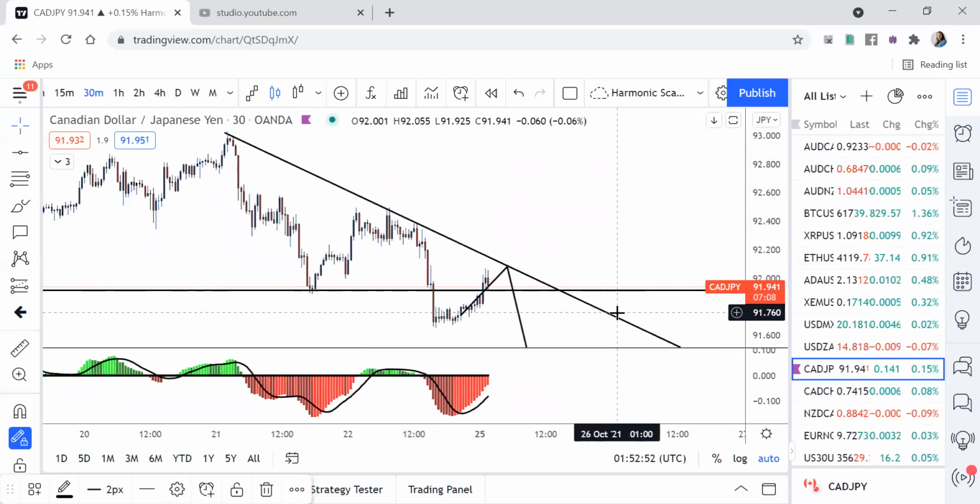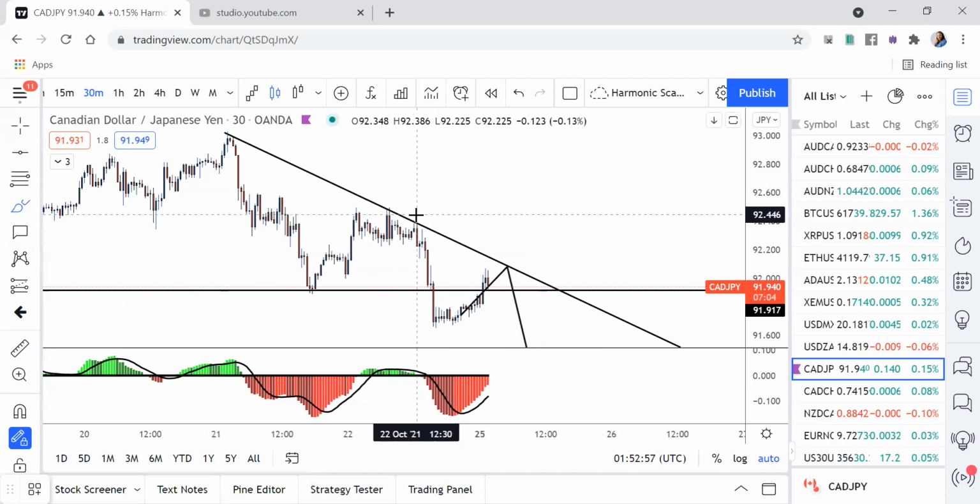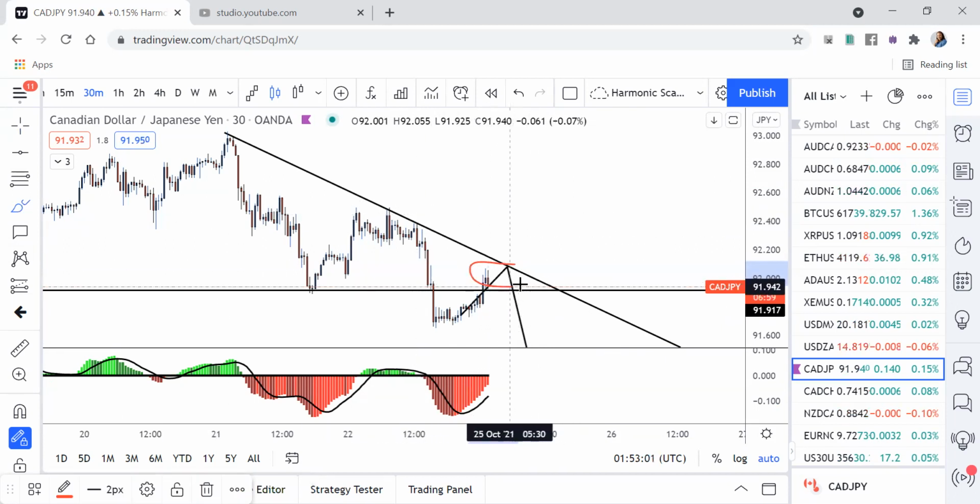So what am I waiting for? Same thing as all JPY. Same thing, right? Watch this area. There is a possibility that price will consolidate here until it gets to the trend line and then start to make its move down.